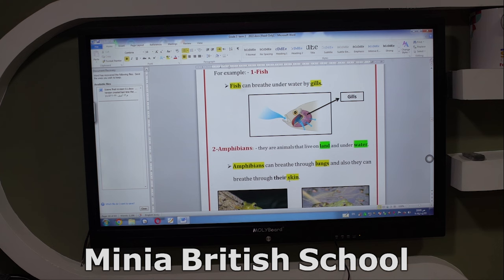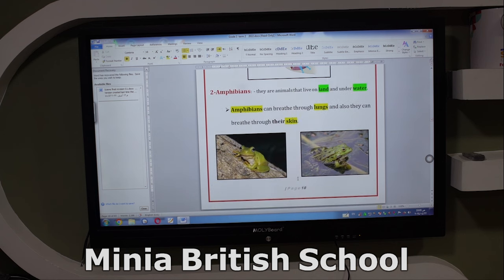So if I asked you, amphibians can breathe by lungs, that's true. But if I said amphibians can breathe by lungs only, no, this is false, because they also can breathe by skin. And that's all about this lesson.